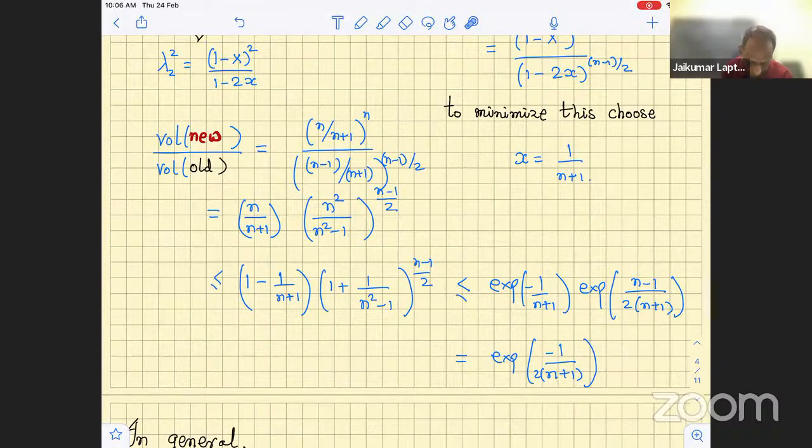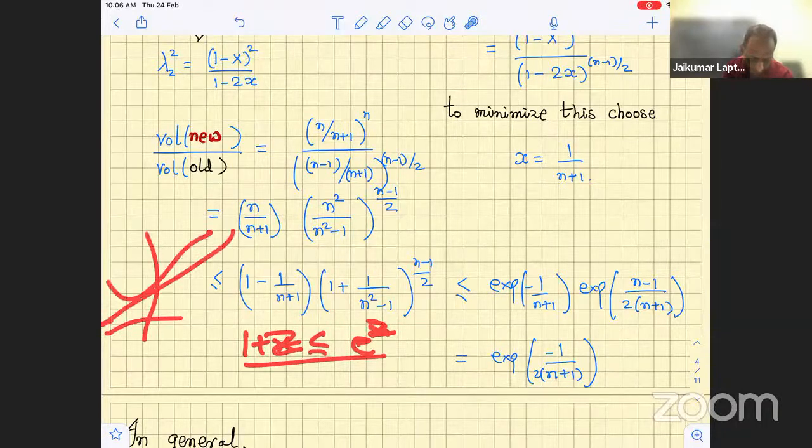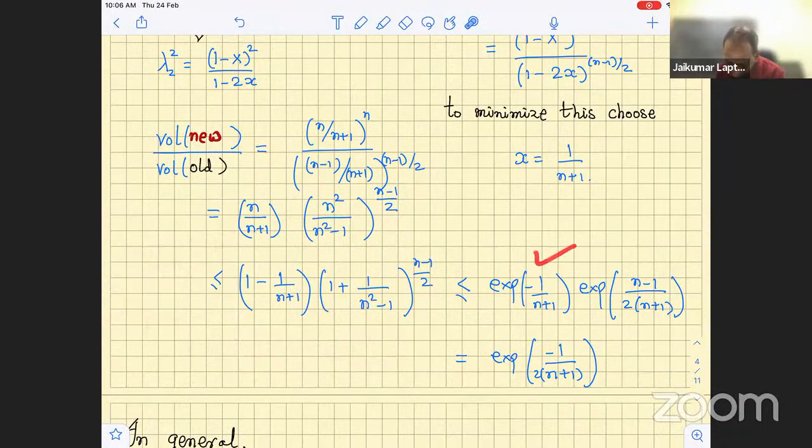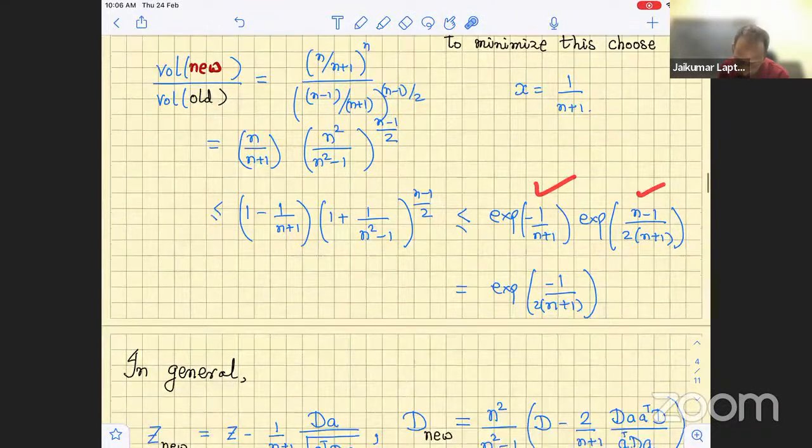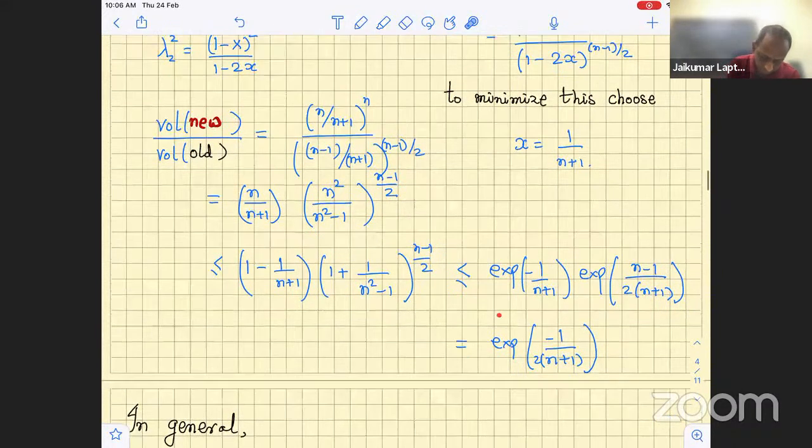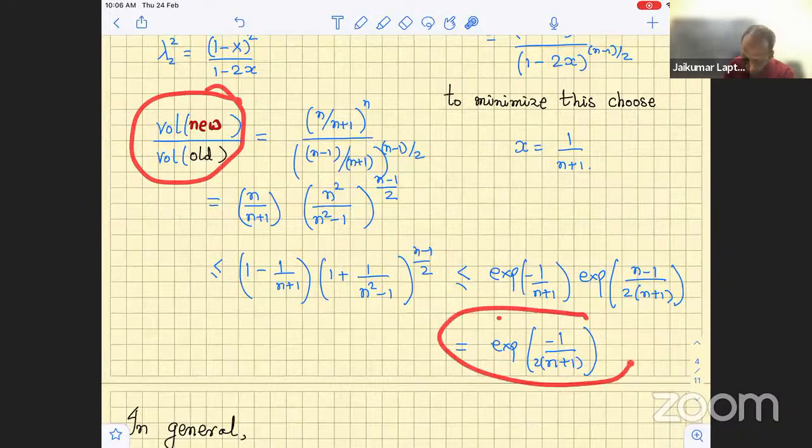Something like that. Yes, 1 plus x is less than e to the x. 1 plus z is less than e to the z. You can do it from this picture. Okay, so you get these. And if you just solve, this is actually an equality. So this is what we wanted to prove: the ratio of the two volumes is bounded like this.